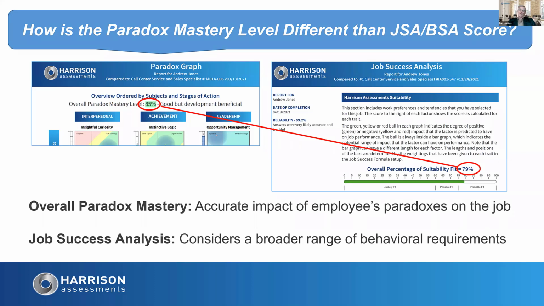And, oh, by the way, the Paradox also did not pick up some of the other traits that were in the JSA report. So if you're using it for development, I would lean in the direction of the Mastery Guide, with the JSA as a support. If you're doing it for recruitment, I would say the opposite. I would lean in the direction of the Job Success Analysis report, but using the Paradox Mastery Guide as a backup, especially for high-level or critical jobs that you're hiring for.